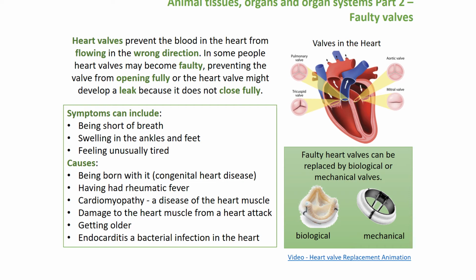Now, the two ways in which we can treat faulty valves, both of which involve replacing them, is using either biological valve replacements or mechanical valve replacements. So biological ones come from living organisms, tend to be pigs. And mechanical ones are made by humans, will normally have an unreactive metal and plastics and things like that. So can we pause the video now and put down notes about how we treat faulty valves?